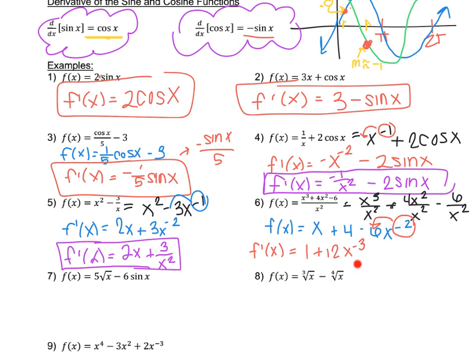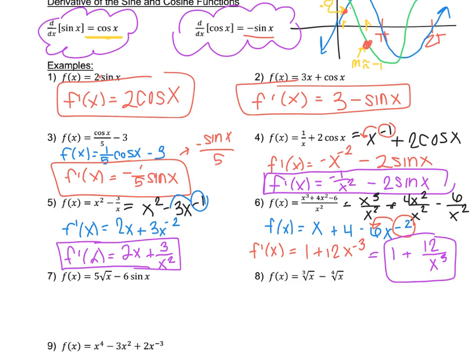So this is it, but I do need to rewrite x to the negative 3 as 1 over x cubed. So let me just simplify, and my final answer will be 1 plus 12, instead of times x to the negative 3, it would be divided by x to the positive 3. Okay.